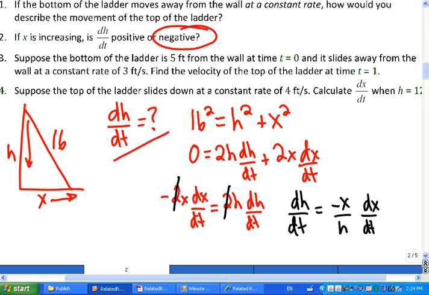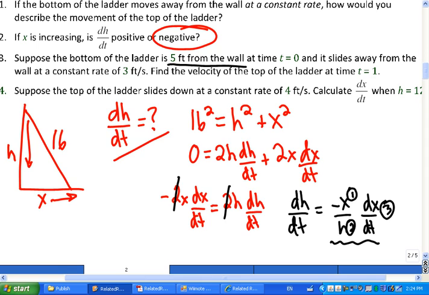So, what pieces do we know the information of? We need 3 pieces in order to answer this question. We need an x, we need an h, and we need a change in x with respect to time. So which of those 3 pieces do we already know? We definitely know x because it says right here, the ladder is 5 feet from the wall. What else do we know? We will know h, but it's not given to us.